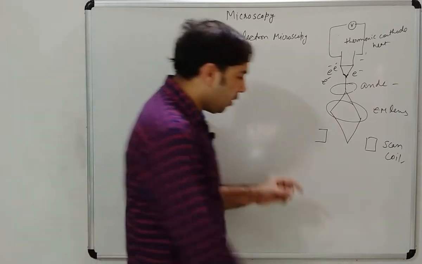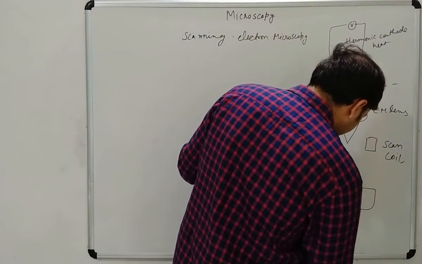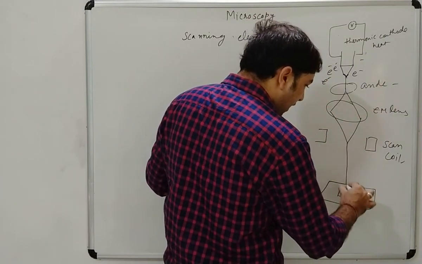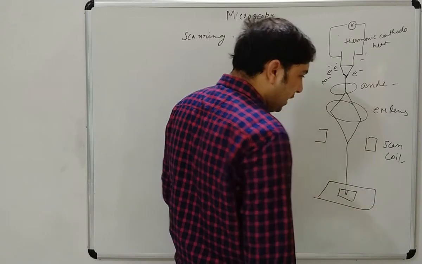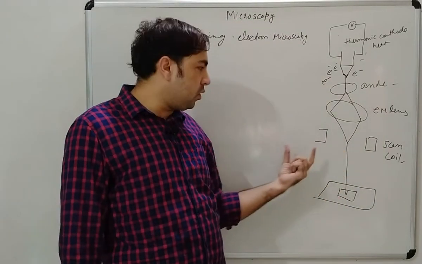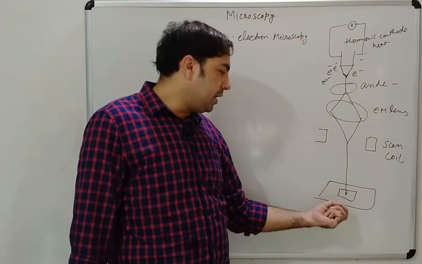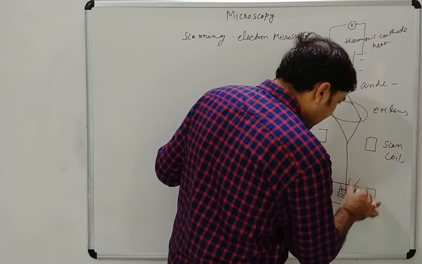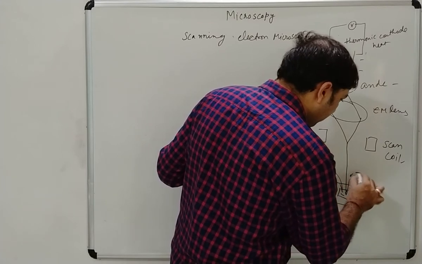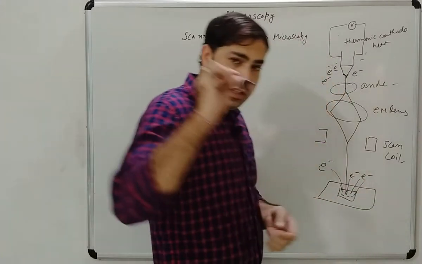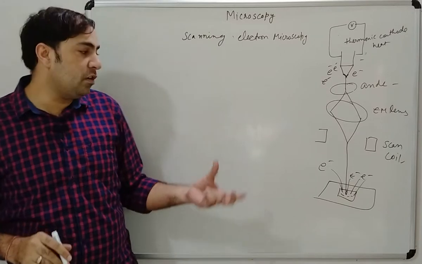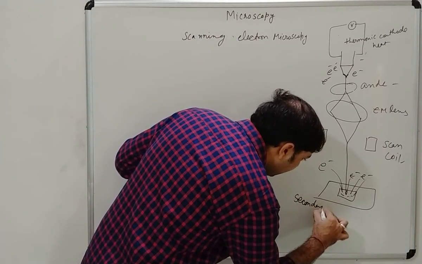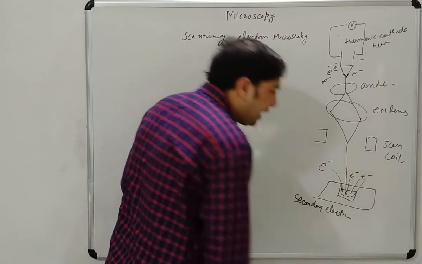After that, the sample is in the last position, and the electrons fall on the surface, and we can control the direction of the system. When the electrons hit the sample, electrons will be generated. This generated electron we call the secondary electron.